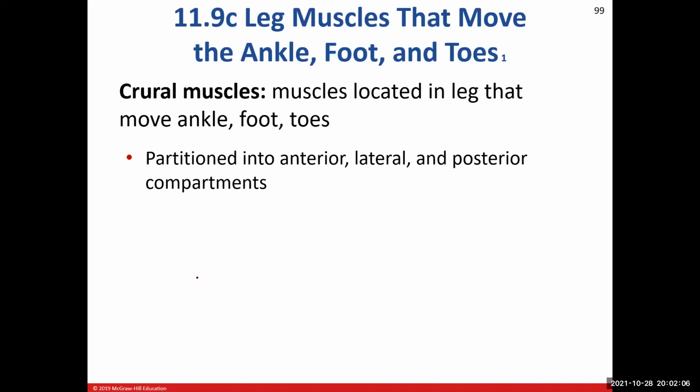So this is basically in the leg, which is pretty much that portion of your lower extremity from your knee down to your ankle. And so again, we're going to divide that area into compartments. And we only have 3 this time. We have an anterior, a lateral, and a posterior compartment. Nothing medially.